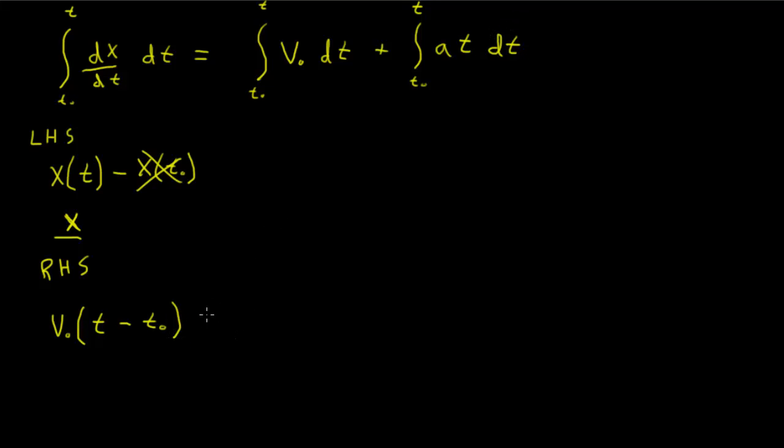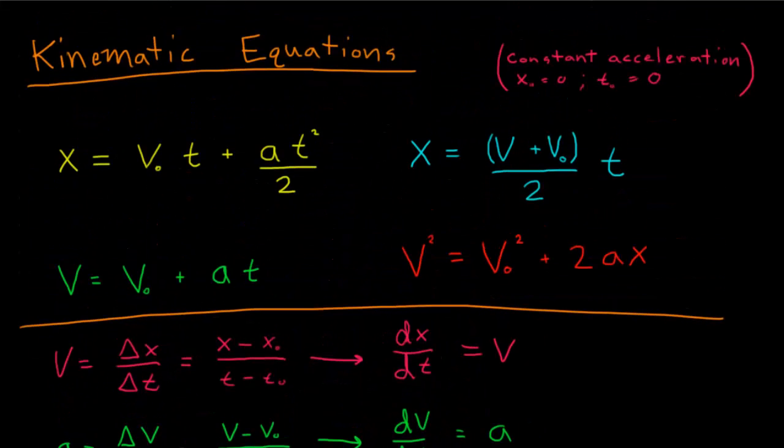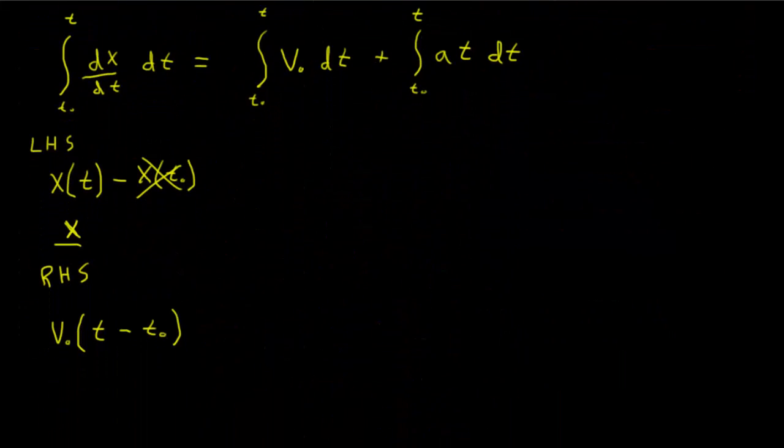And then over here we get a, our acceleration is also constant because the kinematic equations are valid when the acceleration is constant. And so in keeping with that assumption, we will treat acceleration as a constant. Acceleration times the integral of t. So the antiderivative of t is t squared over 2, and we're evaluating it at these limits. So this term is the acceleration times t squared over 2 minus t naught squared over 2. And this is our right-hand side.